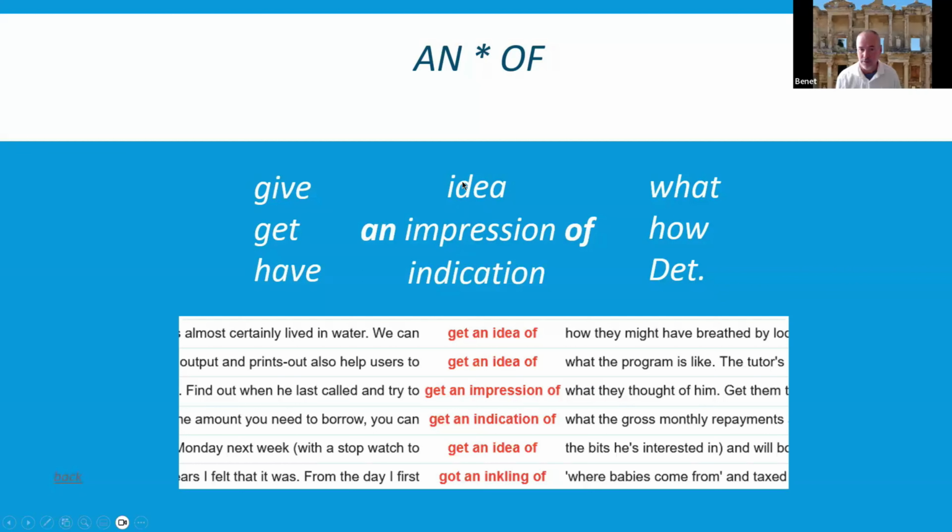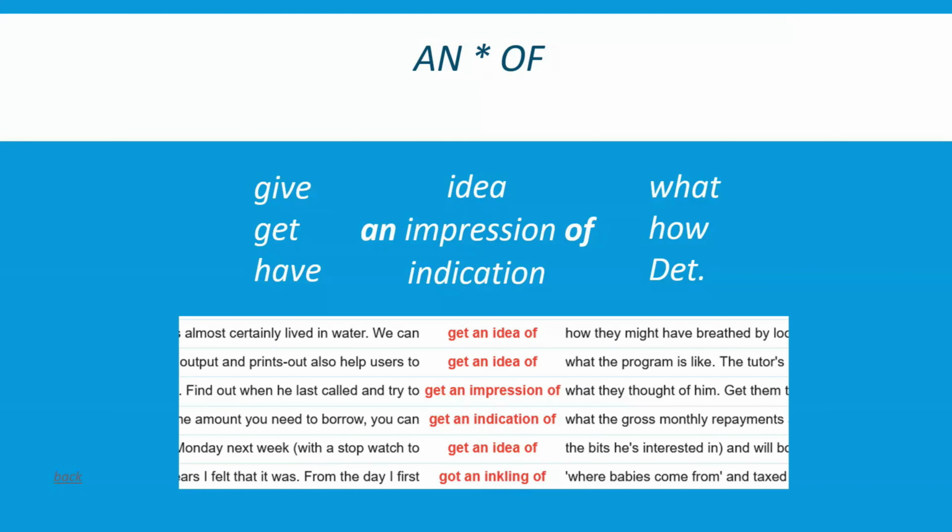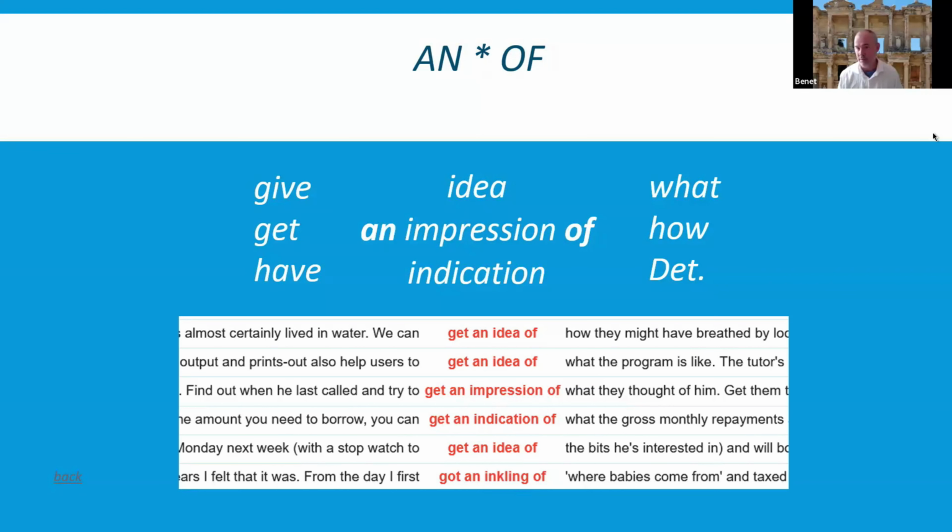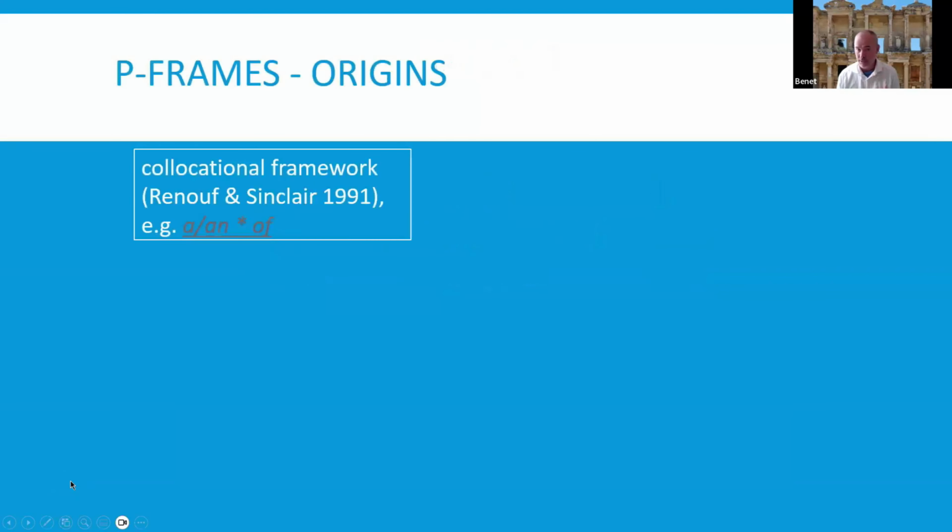And here are some examples of the kind of things you might find in a corpus if you look for get, an, idea, impression, indication, of. And you'll notice I've even added an extra word, inkling. But this is really one of the important early points in investigating phraseology, and it helped inspire the approach we're going to use today.